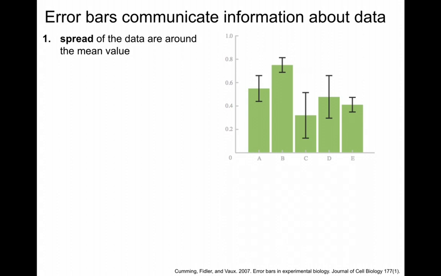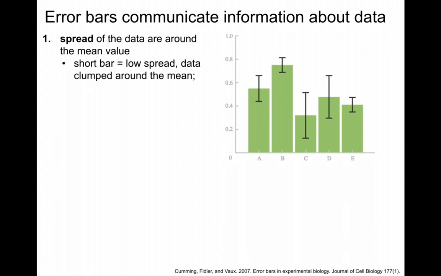So in the case of these bar graphs, the mean value is indicated by the height of the green bar. So for example, for bar A, the height of that bar is below the 0.6 mark, probably around 0.55. And the error bar, that is the black bar that goes above the height of the green bar and below it, is telling you about the data that goes into calculating that mean value.